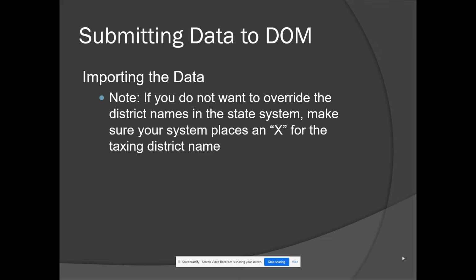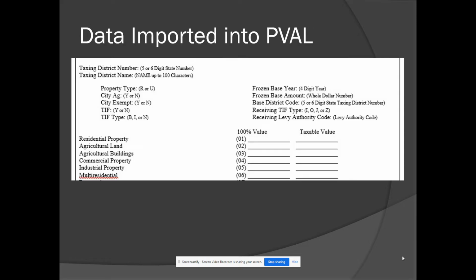So when you're importing data to Department of Management, if you don't want to override the district names in the state system, make sure that your system places an X for the tax district names. And the type of data that you're going to be importing are as follows. For each and every tax district, the tax district number, which is a 5 or 6 digit number, the tax district name, or an X, property type, rural or urban, city ag, yes or no, city exempt, yes or no, TIF, yes or no, TIF type, base or increment, or no if it's no for the TIF.